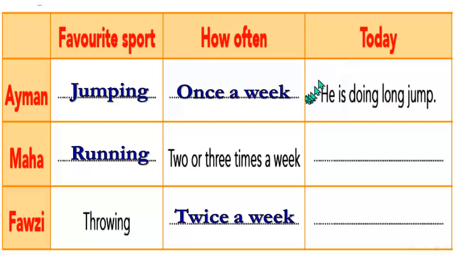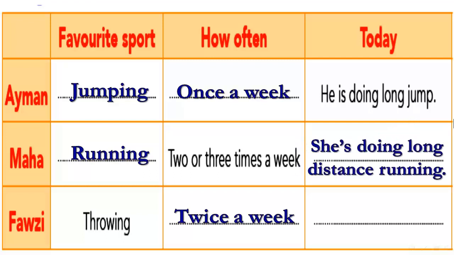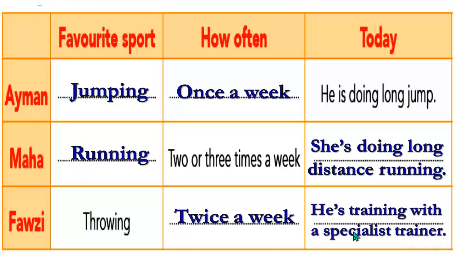Now, the last side here, today, what they are doing. As you see here, for Ayman, he's doing long jump. Okay, what about Maha? What she's doing, Maha, today? So as you see, she's doing long distance running. What about Fauzi? Fauzi here, as you see, he's training with specialist trainer.